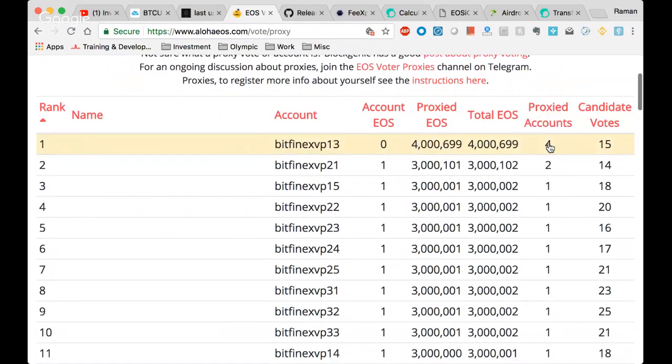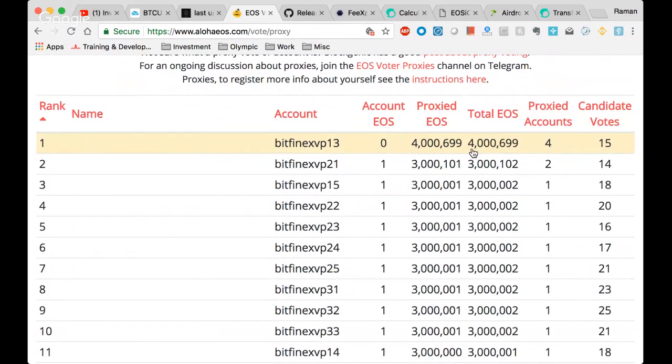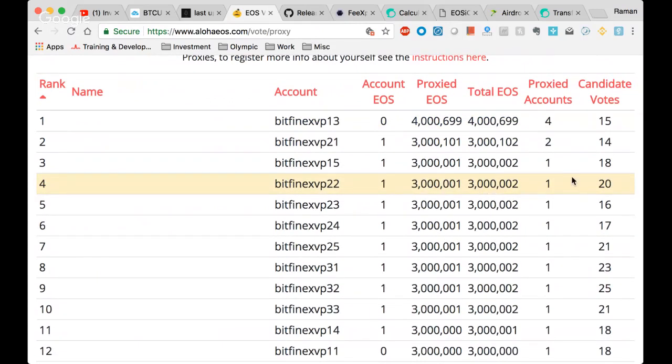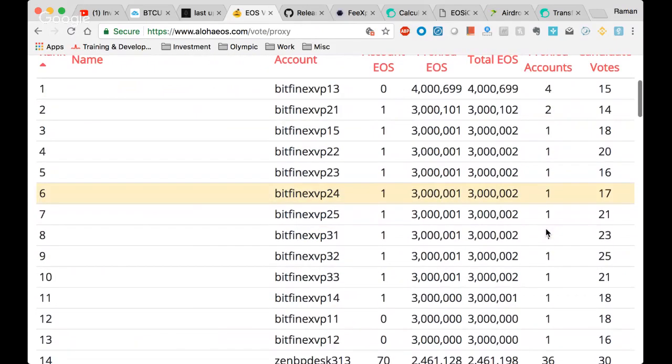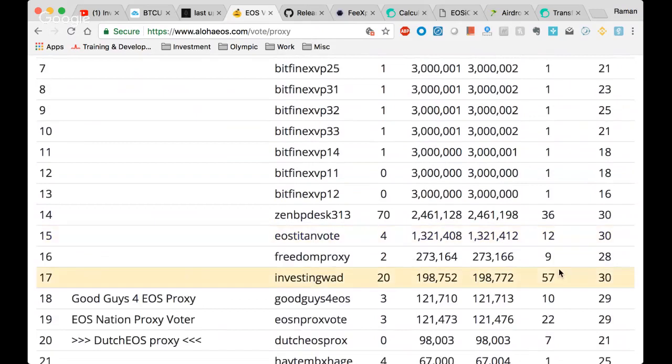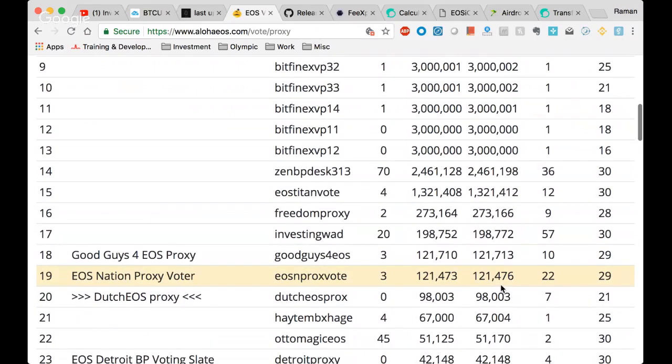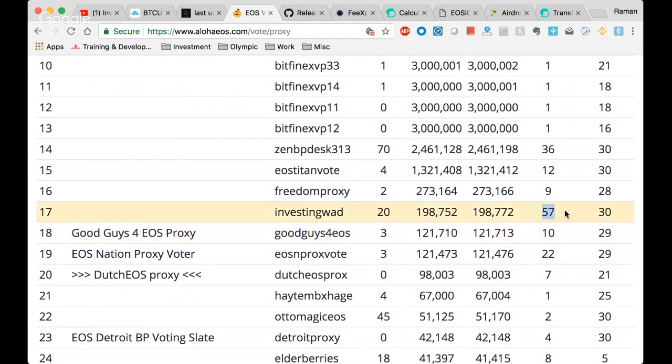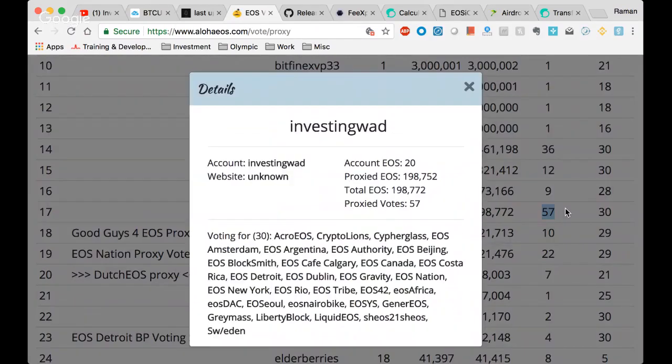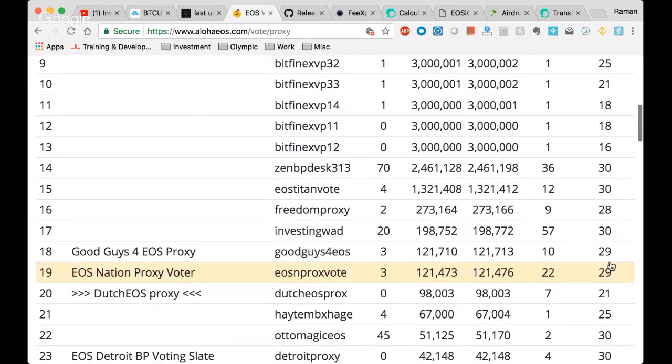That means, if you see Bitfinex is looking at like 3 million proxied votes, they are mostly with the one whale. So these are big people controlling the votes. And what we have is 57 people. While our vote is not as big as some of these huge proxies, we are the biggest in terms of number of people, and that's what counts for us. And that is the most important thing.